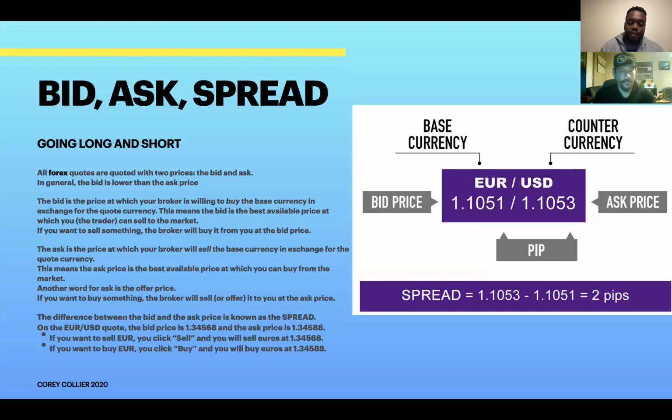On this quote up here, though, guys, on the Euro USD quote, the bid price is $1.34, 568 pips. The ask price is $1.34, 588 pips. If you want to sell the euro, you're going to hit the sell button, and you're going to sell the euros at the price of $1.34, 568 pips, and you're going to buy it at $1.34 and 588 pips.